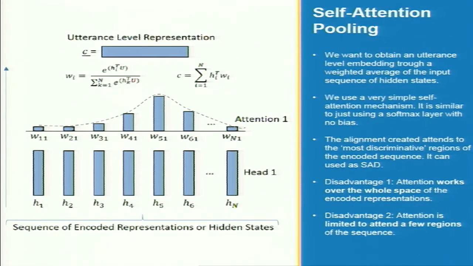The idea is that the alignment created by this attention model attends to the most discriminative regions of the encoded sequence. At the same time, this can also be used as a speech activity detector, because this attention is able to distinguish between speech and non-speech frames. This attention has mainly two disadvantages. The first one is that attention works over the whole space of the encoded representations. And the second disadvantage is that attention is limited to attending a few regions of the sequence. Not in theory, but in practice, what happens is that the attention just points to one or two regions of the subspace.